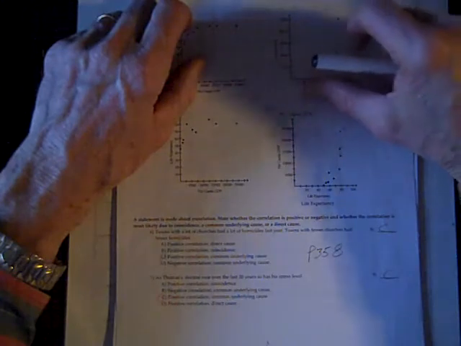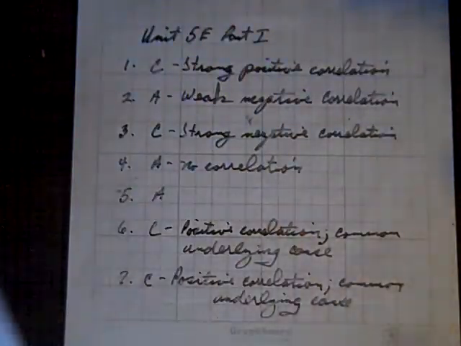Now, number 7. As Thomas's income rose over the last 20 years, so has his stress level. And there's going to be a positive correlation because as his income rose, his stress level rose, and there's probably a common underlying cause. He's willing to take on more responsibility, but with that responsibility comes more stress. And that ends part 1.